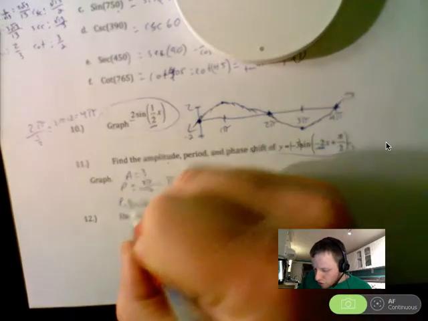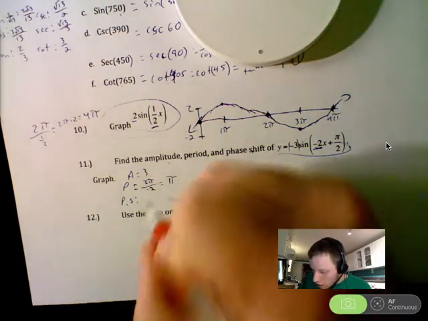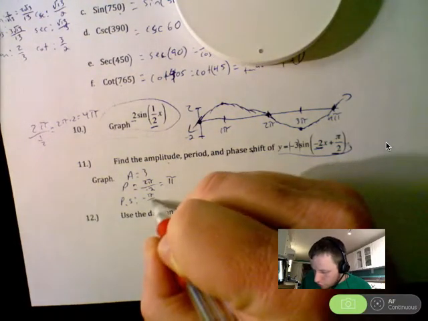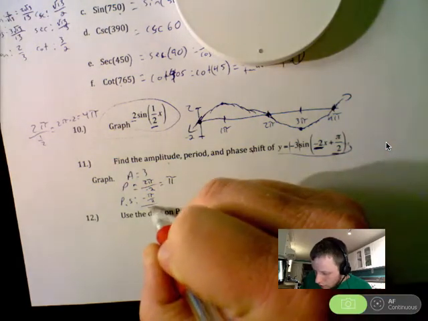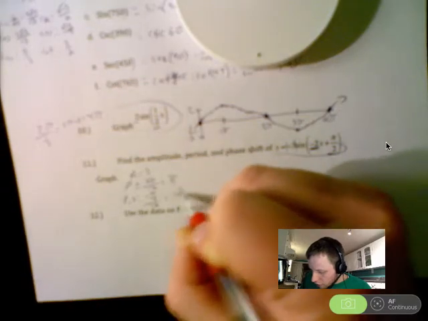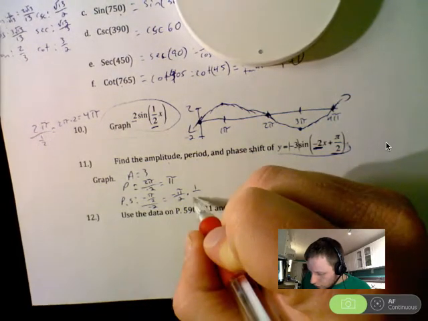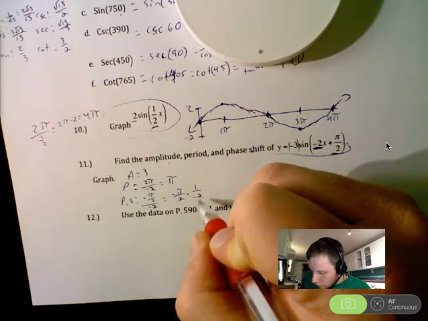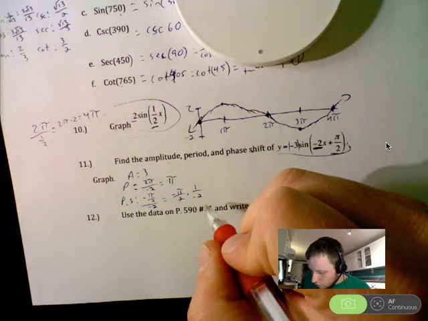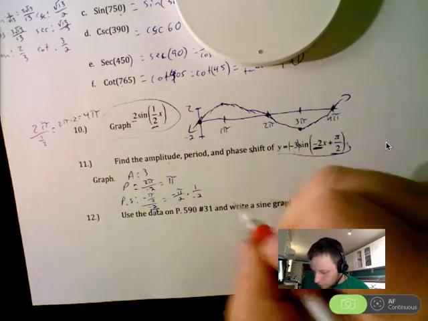Our phase shift is negative this guy, so negative pi over 2, over this negative 2, which is the same as negative pi over 2 times 1 over negative 2. Right? Dividing by a number, so multiply by the reciprocal. Yep, that's good.